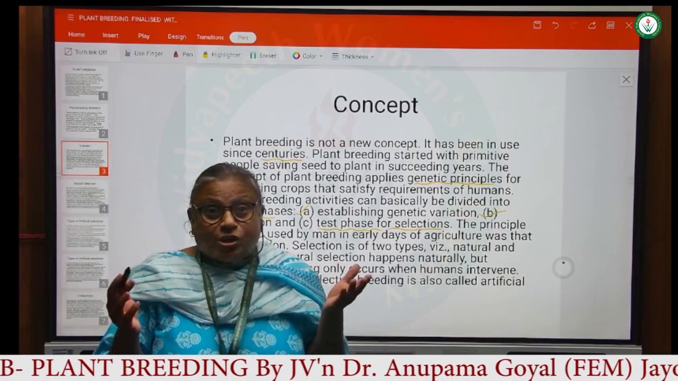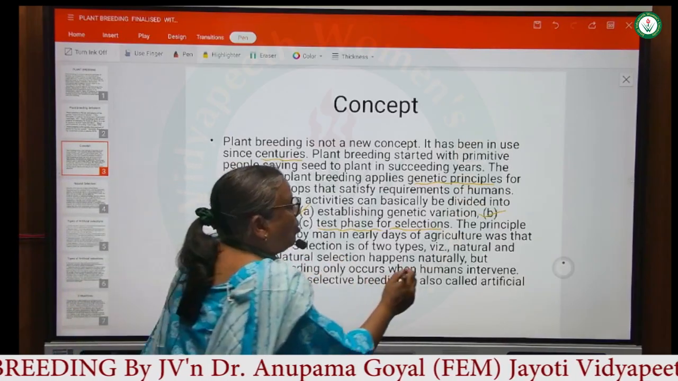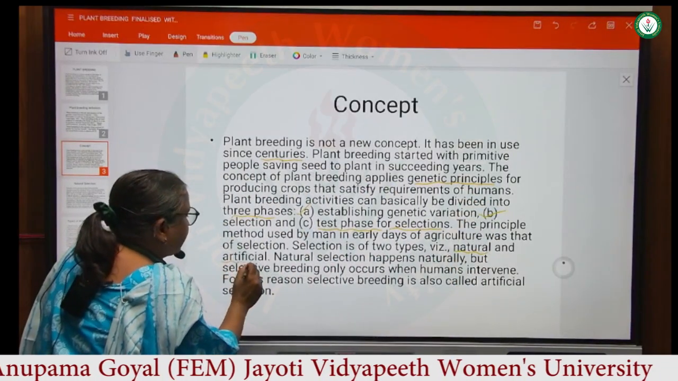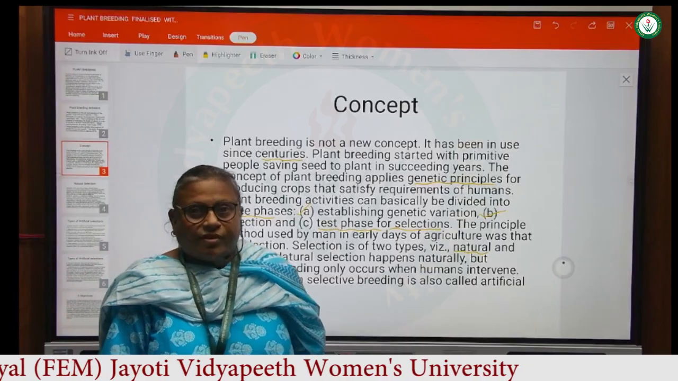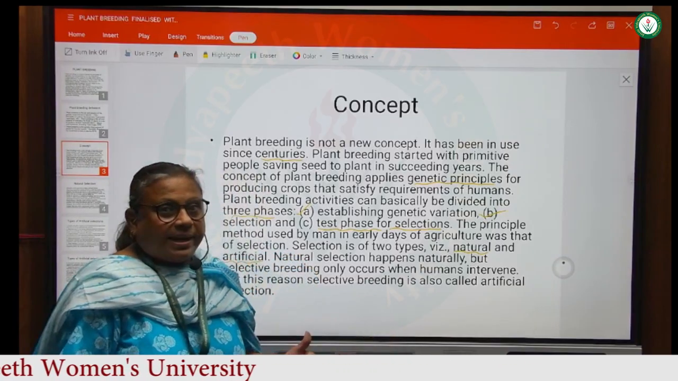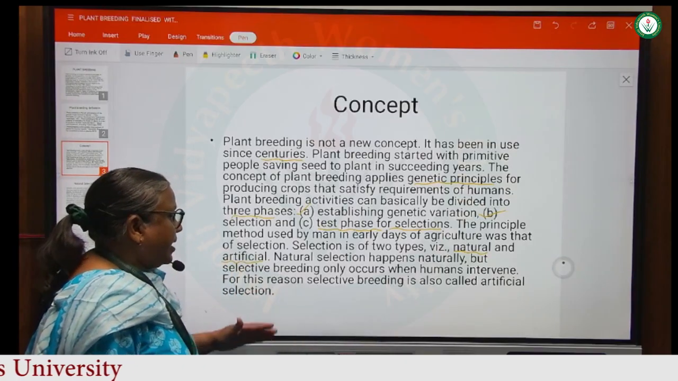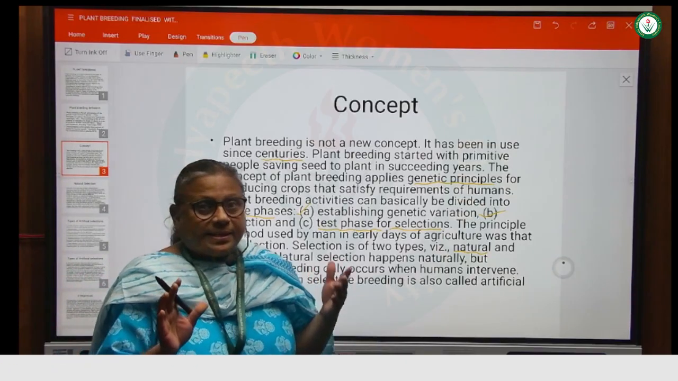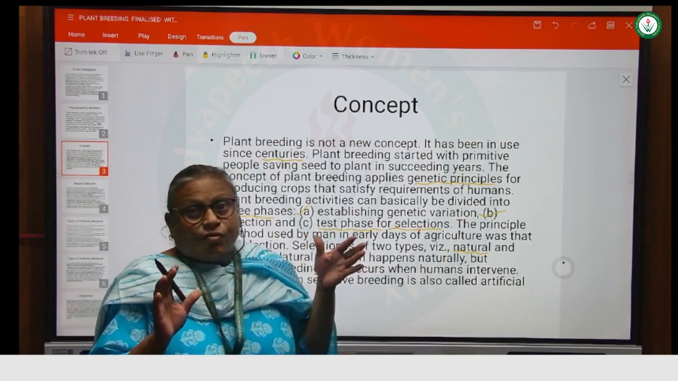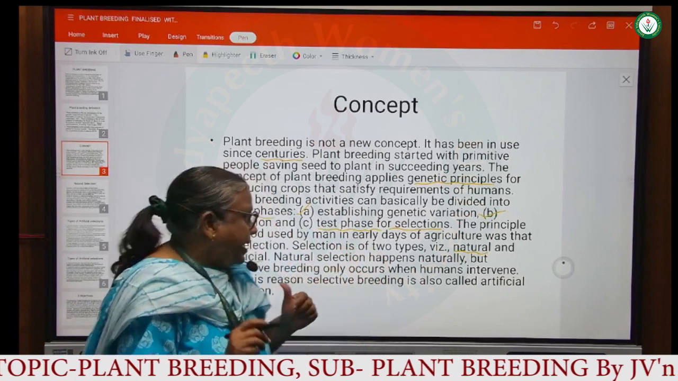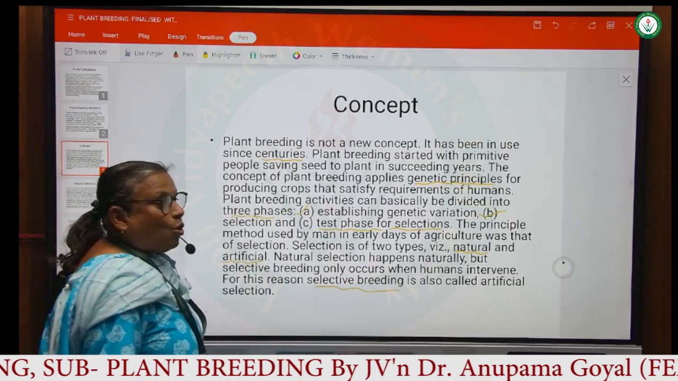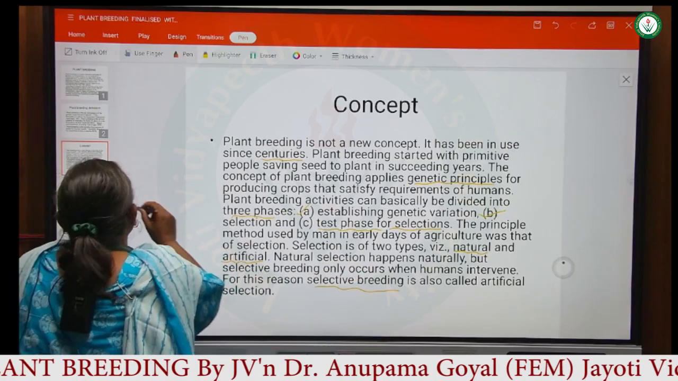So selection is also of two types: natural selection and artificial selection. All of you are aware the selection is of two types, natural selection as well as artificial selection. Natural selection happens naturally, but selective breeding only occurs when the humans intervene. And for this reason, selective breeding is also called artificial selection.